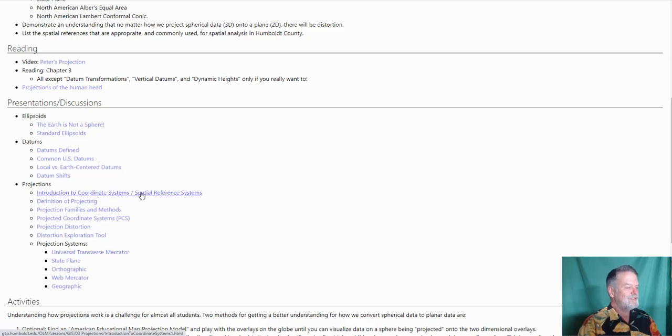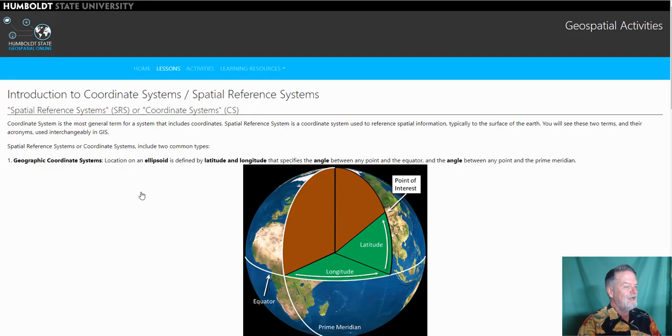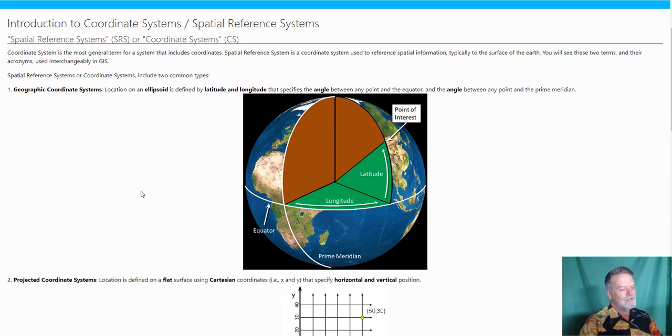All right, we are moving on to projections. Earlier we've talked about coordinate systems, specifically spherical coordinate systems, also known as geographic coordinate systems. Very important, very popular, used especially for data sets that represent the entire planet. Latitude and longitude are the geographic coordinates.